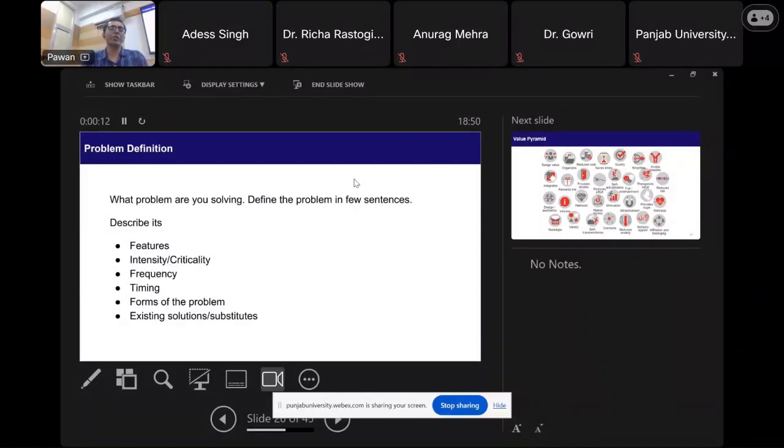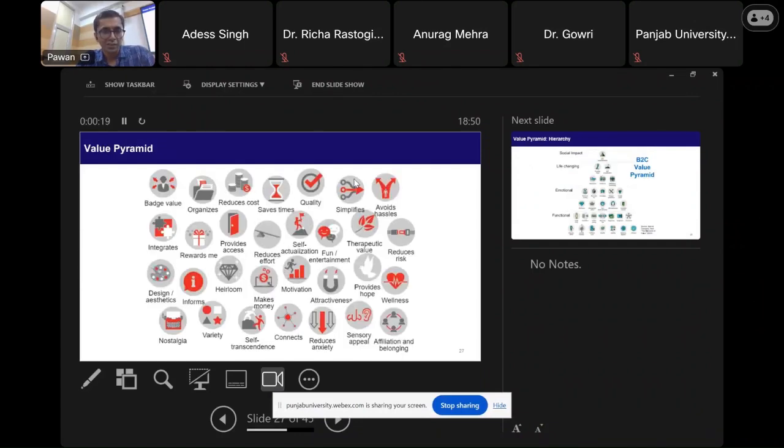And then lastly, what the existing solutions are, substitutes and alternatives both, and look at them. These are some sample words which can help define your value proposition. For example, badge value. Luxury products have badge value, like if you have them, it's a badge on your shoulder kind of thing. Organizes, it helps you organize things, for example, software.